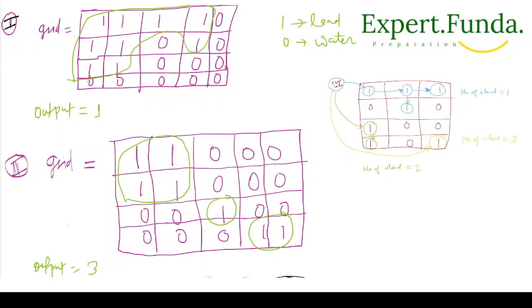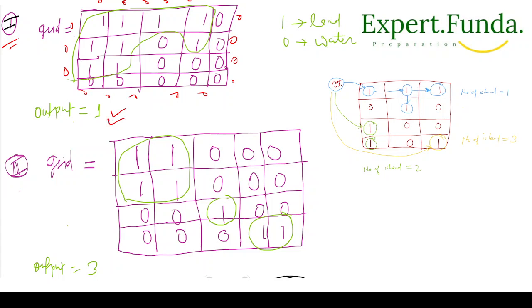If you represent this grid, all the ones here are collected together, and all these ones are surrounded with water, that is 0s. Even the boundaries contain 0, as we have to assume. So this is nothing but your land. The output, the number of islands, is 1.